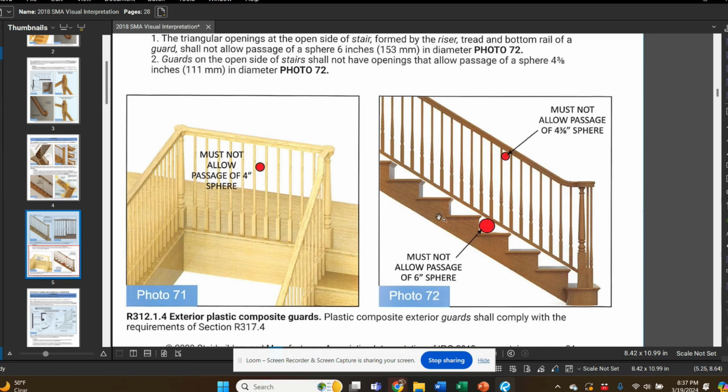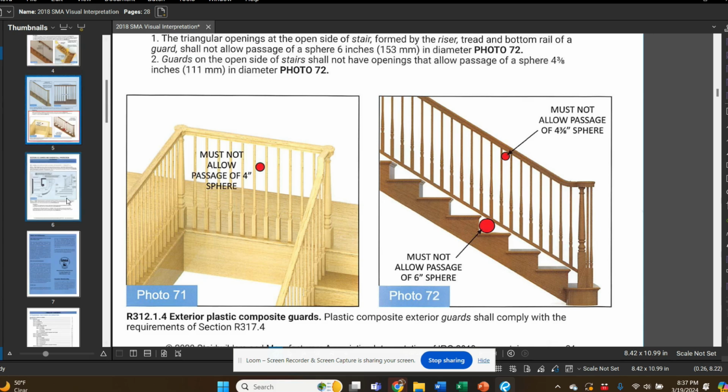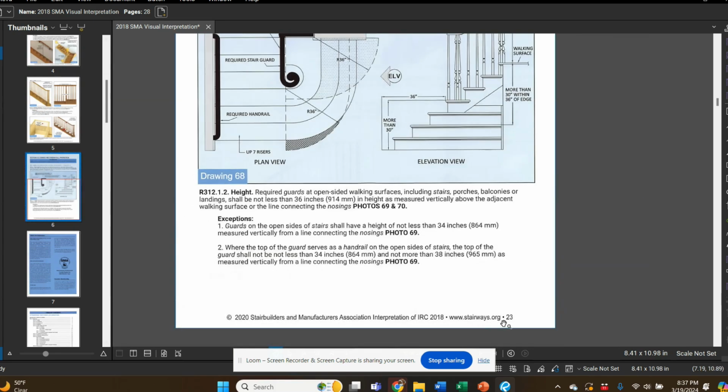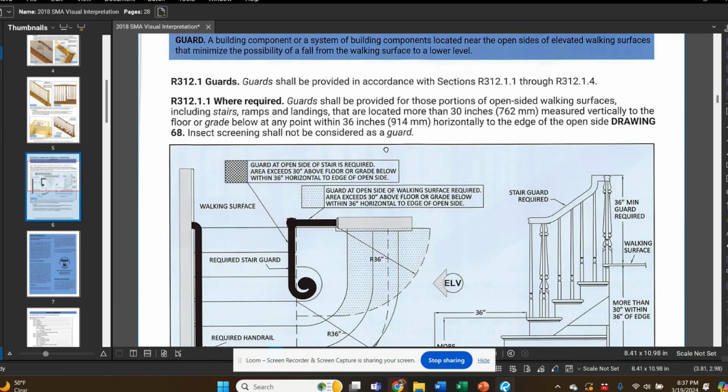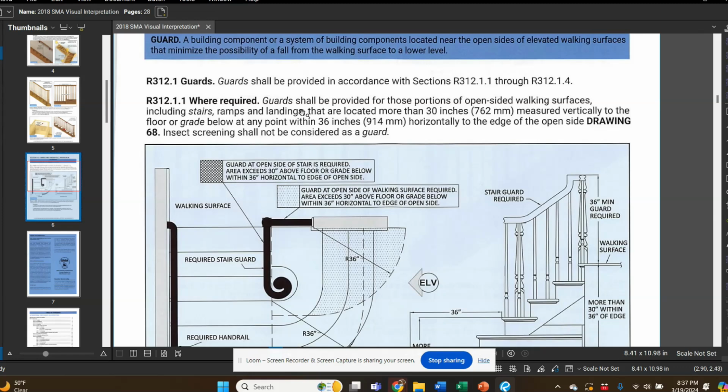Now, one more thing, let's look at where guards are required. So let's look at this. This is page 23. If you'll turn to page 23, this tells us guards, where are they required? And it says, guards shall be provided for those portions of open-sided walking surfaces, including stairs, ramps, and landings, that are located more than 30 inches measured vertically to the floor or grade below at any point within 36 inches horizontally to the edge of an open side.